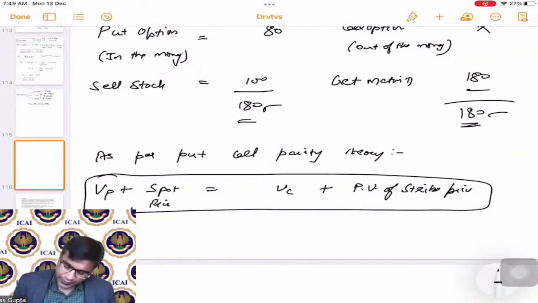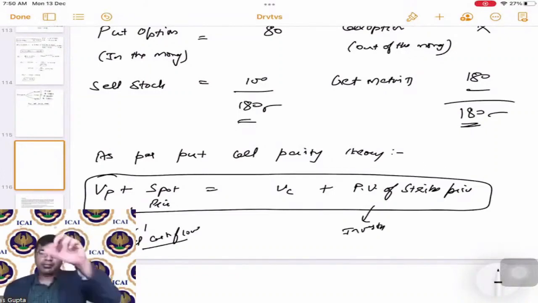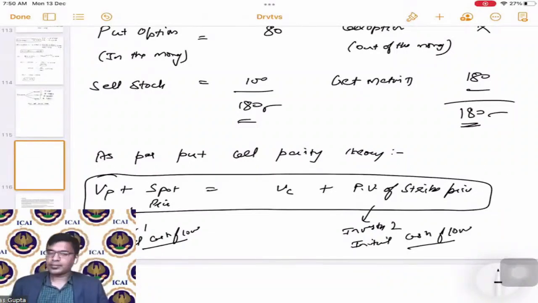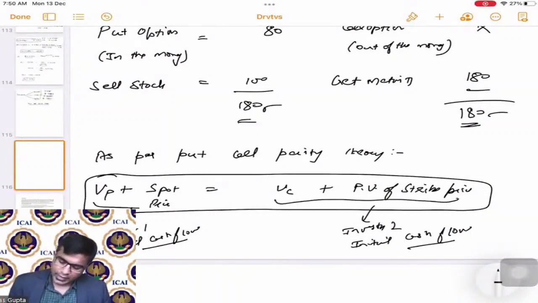So this is investor one initial cash flows, and this is investor two initial cash flows. This I'm taking from my example so that it correlates there. This entire thing, and here also this entire LHS. Okay. So simply this is the case.